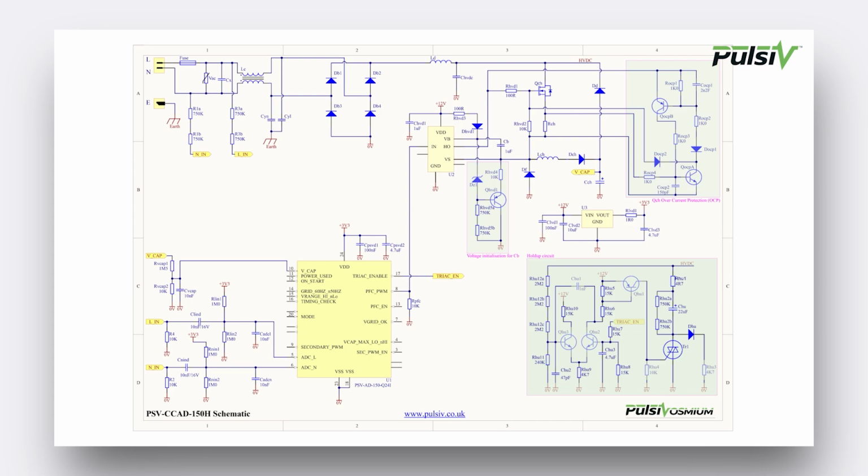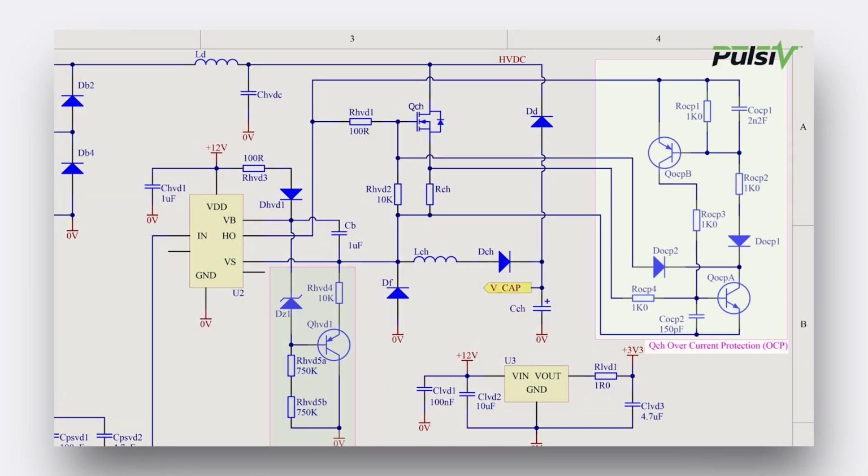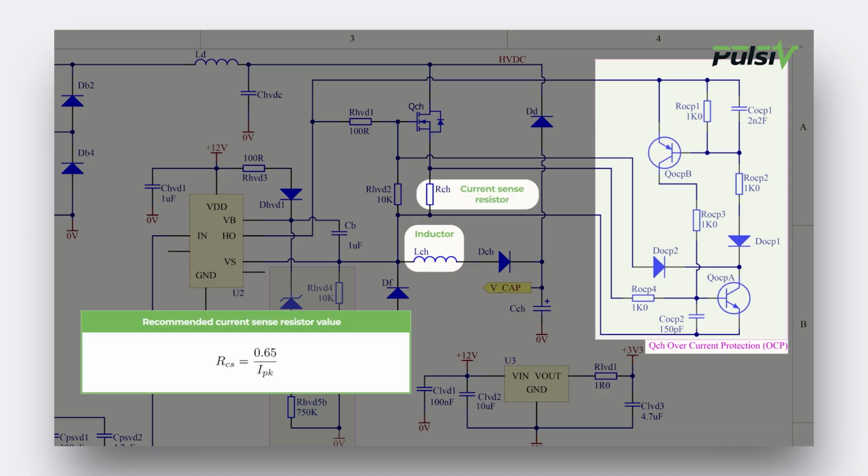In order to ensure the current in the inductor does not exceed the peak value, a hardware-based overcurrent protection circuit is included. This prevents the inductor from saturating, and the recommended current sense resistor value is given by the following equation. The factor of 0.65 in this equation is the typical base emitter voltage of any silicon-based transistor.